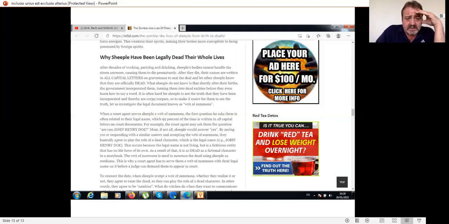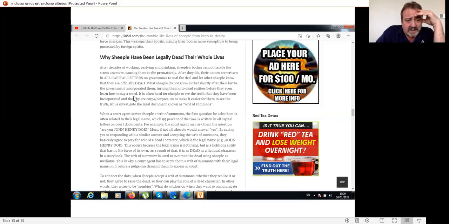So we're going to where it says the gravestones, the names are written in all capital letters. And that's done to let the sheep all know that they are officially dead. What they don't know is that shortly after their births, the government incorporated them, turning them into dead entities before they even knew how to say a word.